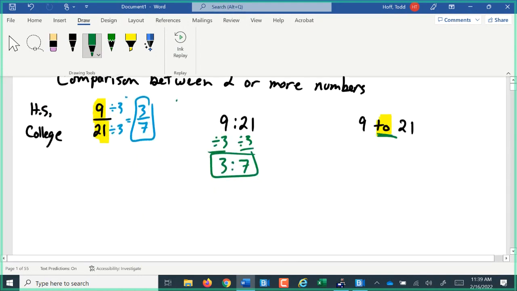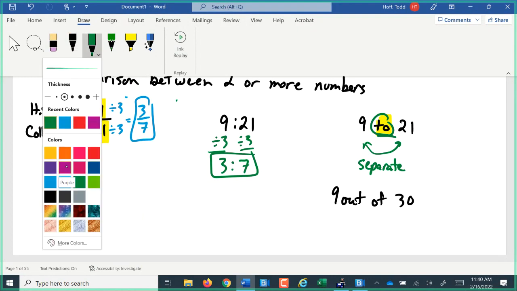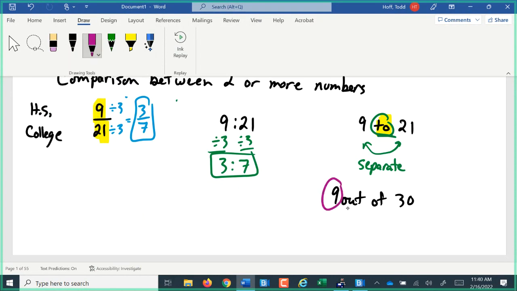Back to this term over here, 9 to 21. That word to implies these are from separate groups. Another way I could have written that is 9 out of 30. Now, those numbers look like they're different, but they are exactly the same relationship. That phrase out of implies that this 9 is part of a larger group of 30.